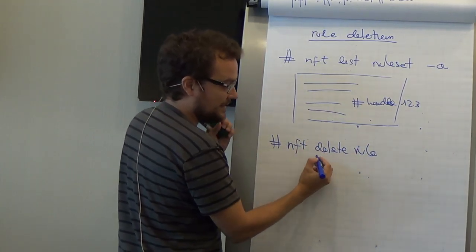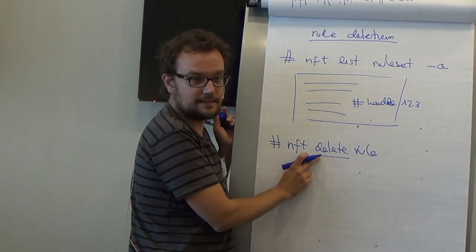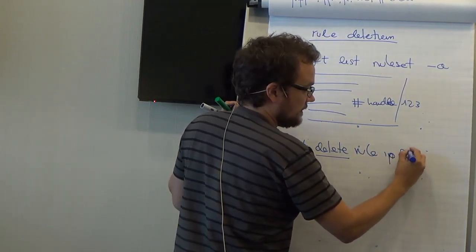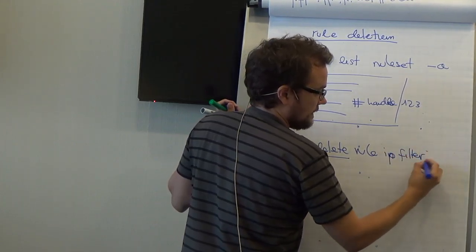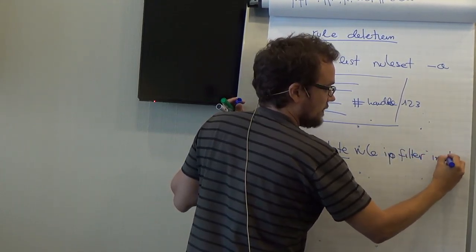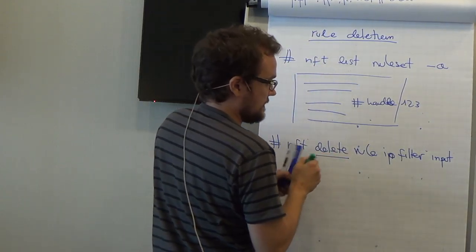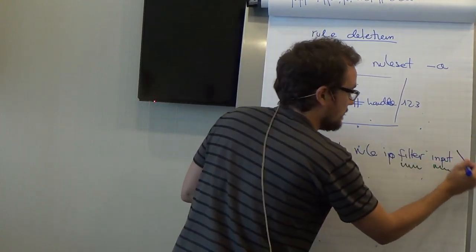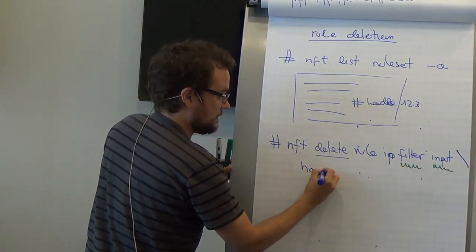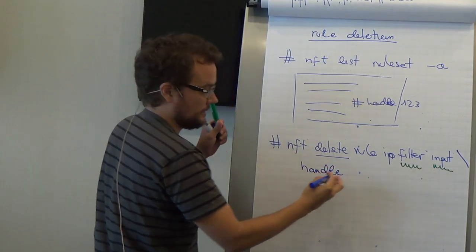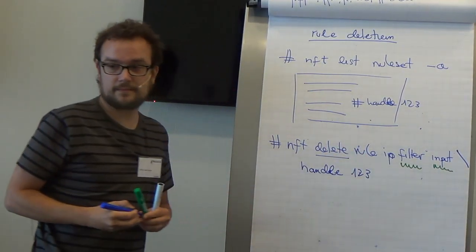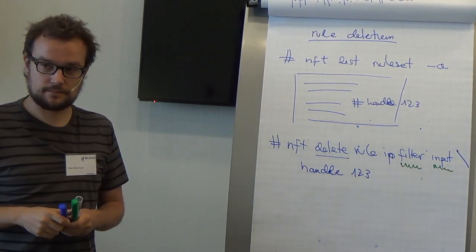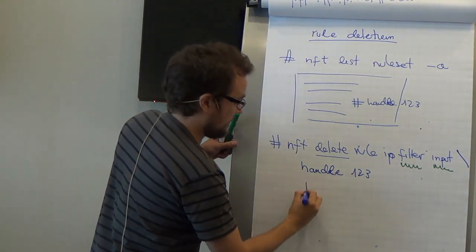You indicate the delete rule, not delete only, yeah? This is a common mistake. Then the handle, input, and then so these are names. And now we have to indicate the handle number, the rule handle number. Handle, then the number. Okay. Works? Good.